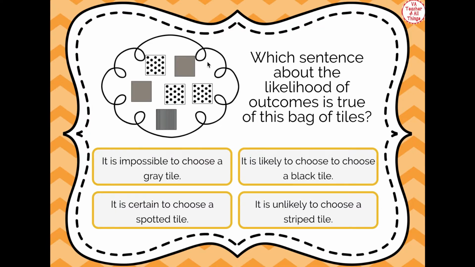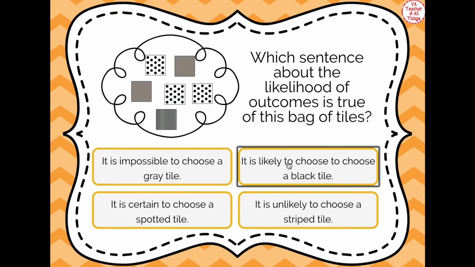Okay, we're going to do this one and then one more. Which sentence about the likelihood of outcomes is true of this bag of tiles? Okay, so we have a bag of tiles here, 3 dotted cards, 2 solid ones, and a striped one. So, is it impossible to choose a gray tile? Well, if I stuck my hand in there, I might pick one of these 2 gray ones, so that can't be the right answer. Is it certain to choose a spotted tile? Well, certain means that it absolutely 100% will happen. Well, I might end up picking a gray one or a striped one, so it's not certain that it has to be spotted, so that's not right.